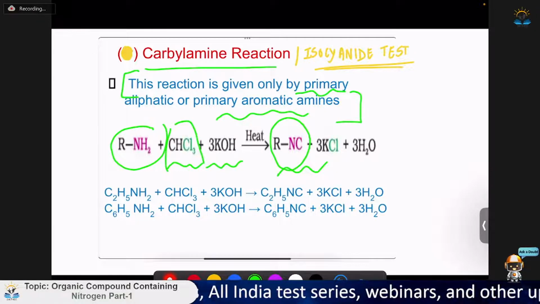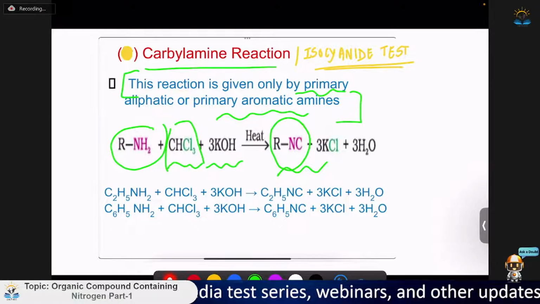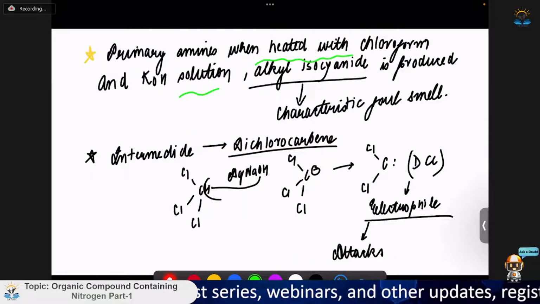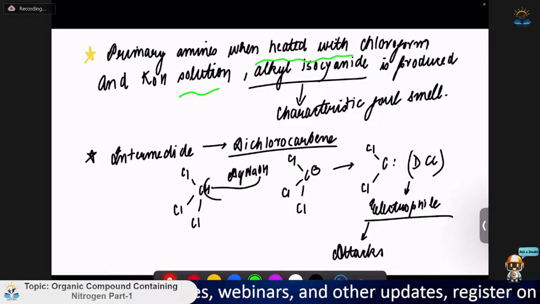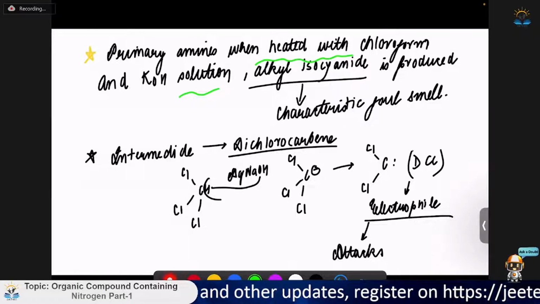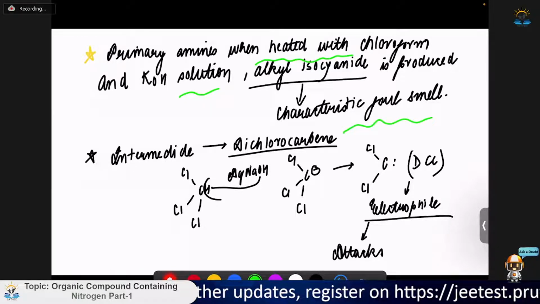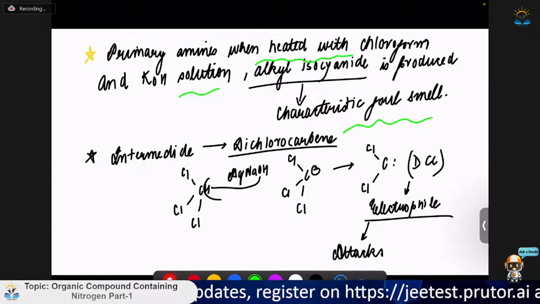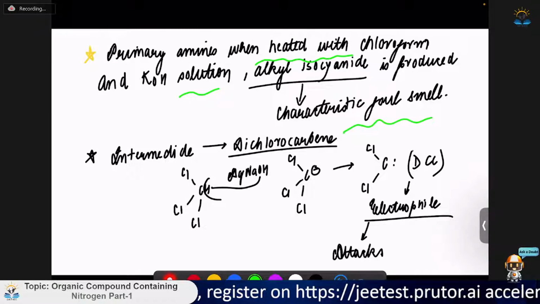Now, when a primary amine is heated with chloroform and KOH, alkyl isocyanide is formed. Okay, we know that, and it has a characteristic foul smell. We know that also. That is how we will identify primary aliphatic and aromatic amines. And the intermediate in this reaction is dichlorocarbene.